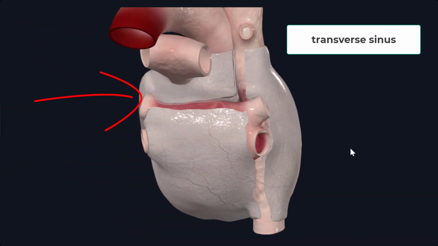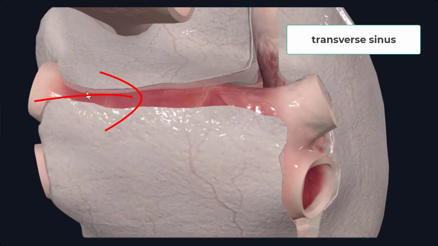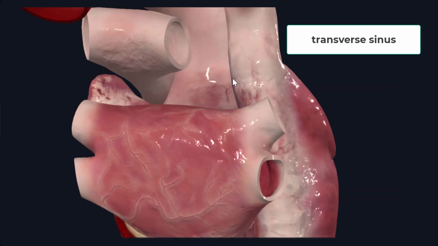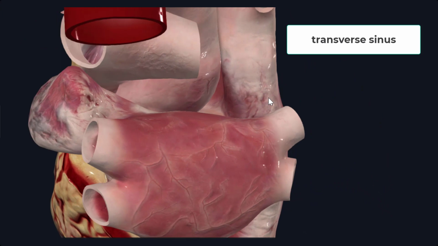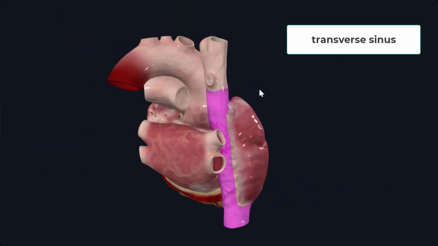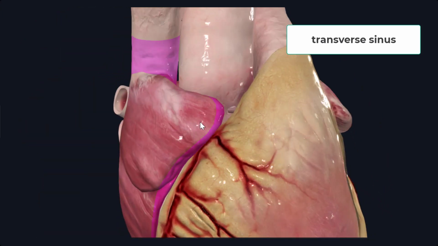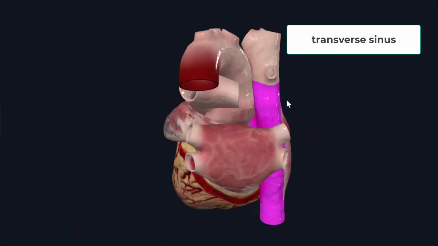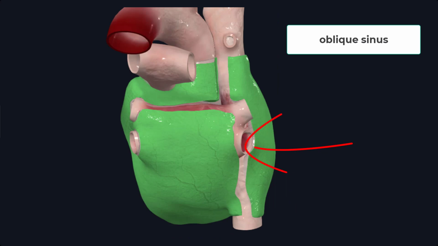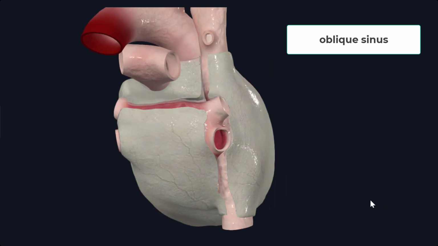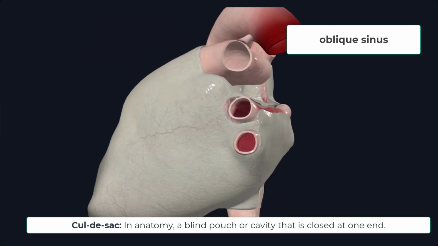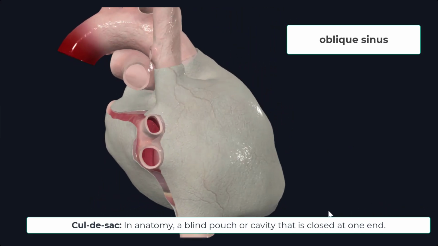Transverse sinus is a recess of the pericardial cavity. After the pericardial sac is opened, a surgeon can pass a finger posterior to the aorta and the pulmonary trunk, and anterior to the superior vena cava, from one side of the heart to the other through the transverse sinus. The oblique sinus is a recess of the pericardial cavity that ends in a cul-de-sac surrounded by the pulmonary veins.